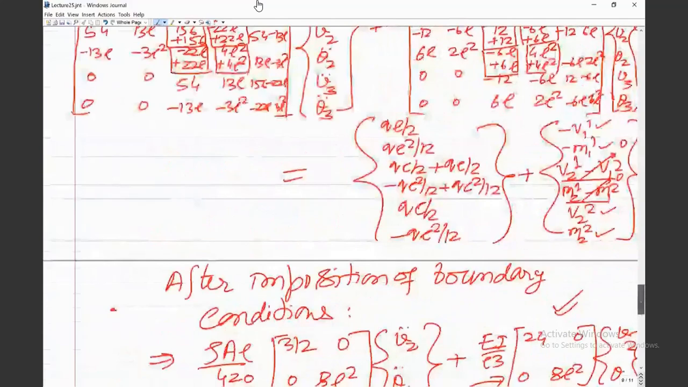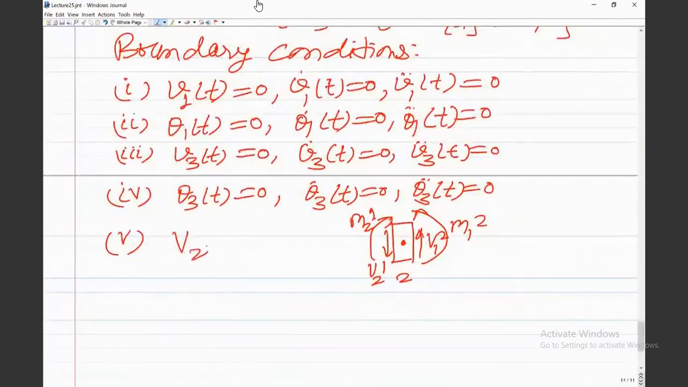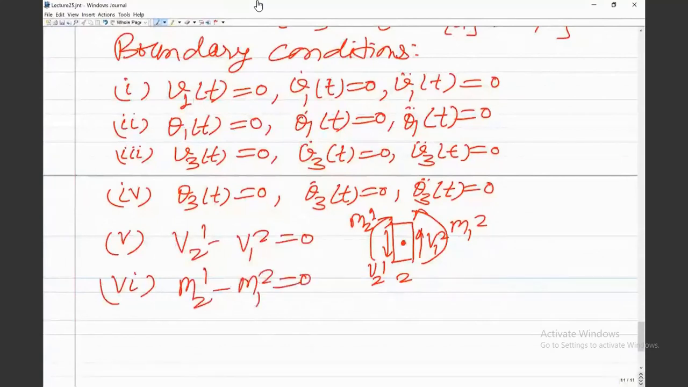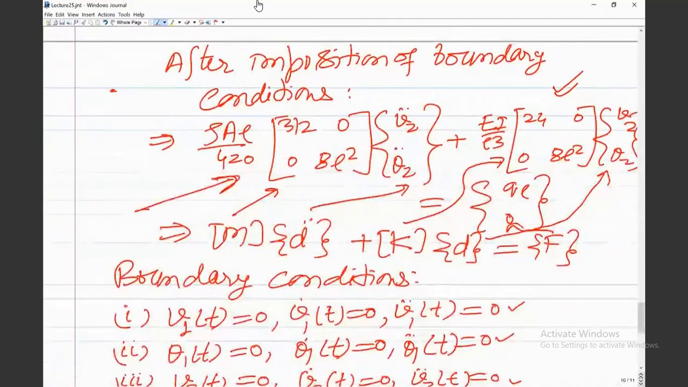So you will have V21 minus V12 equal to 0, that is one. And the second condition is that M21 minus M12 equal to 0. So these are all the boundary conditions. You basically take only the third and fourth equations, because V1 and theta 1 correspond to the first node and V3 and theta 3 correspond to the third node. They are known. In these equations, you put V1 double dot 0, theta 1 double dot 0, V3 double dot 0, theta 3 double dot equal to 0. After you put that, you get the equation of motion that I have written. So these are the boundary conditions.